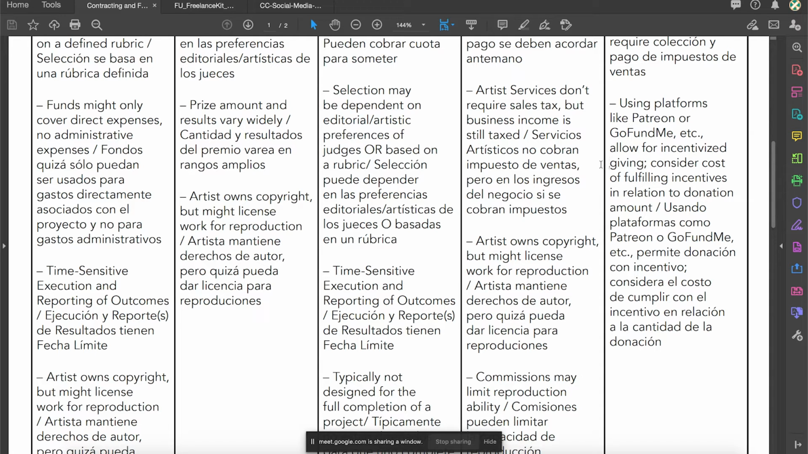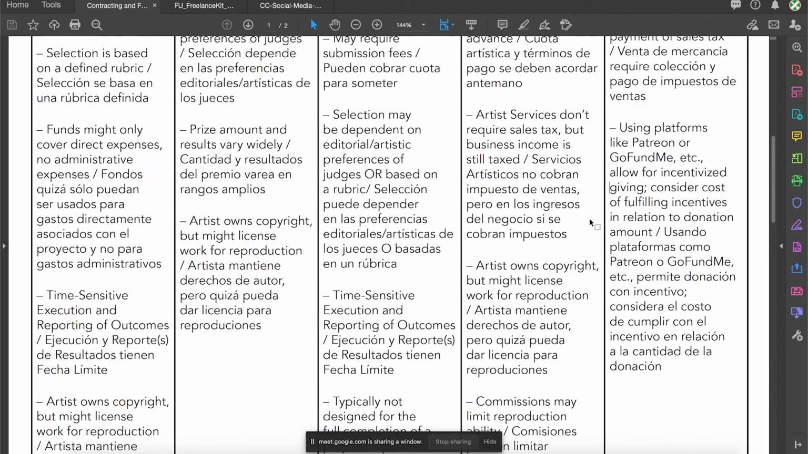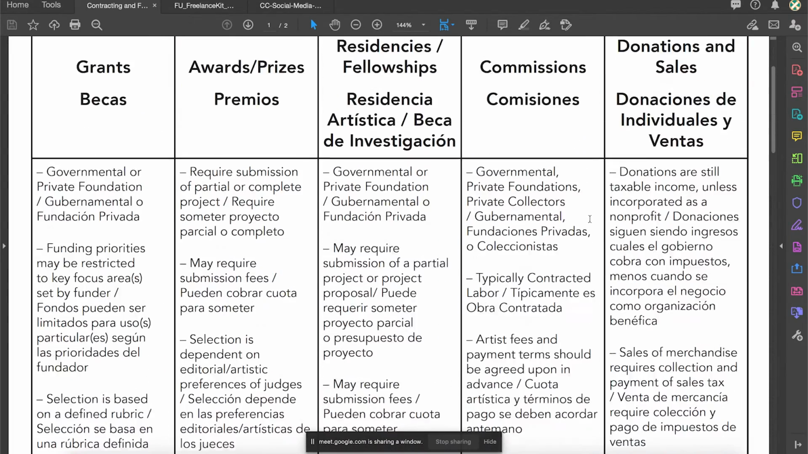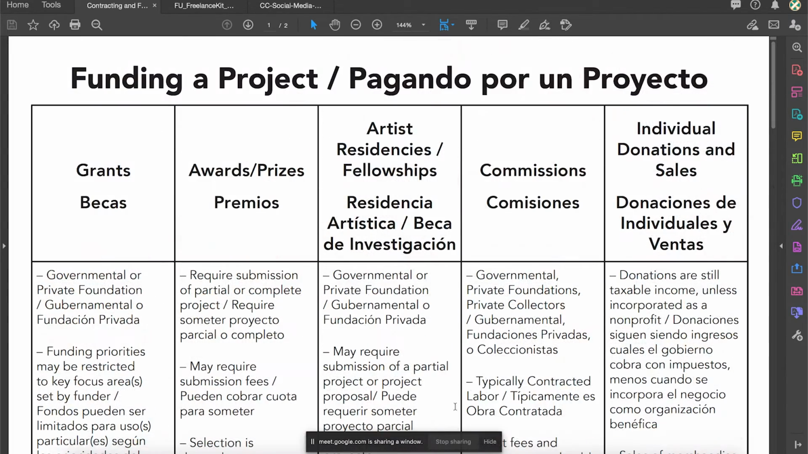And it helps cover the cost of all of those administrative things that I have to cover as an artist. So do keep that in mind if you're setting up a Patreon where you're providing special access or incentives for people to give money to your particular cause or your project.